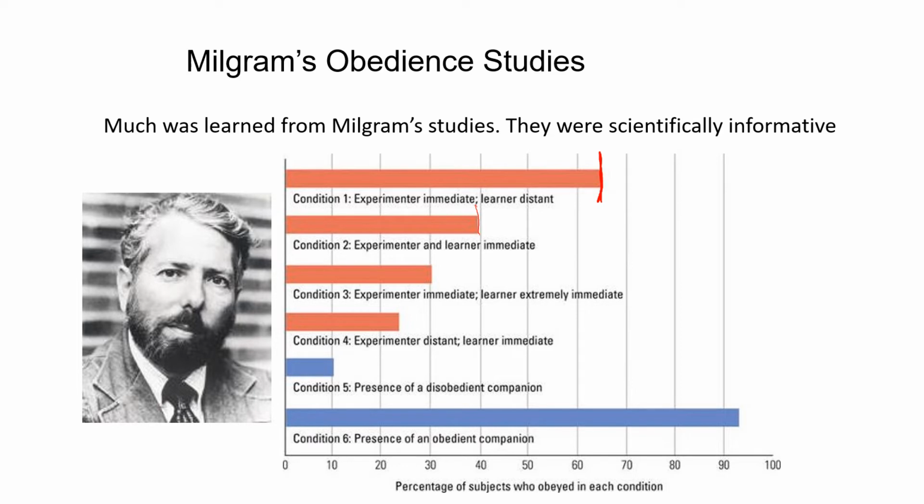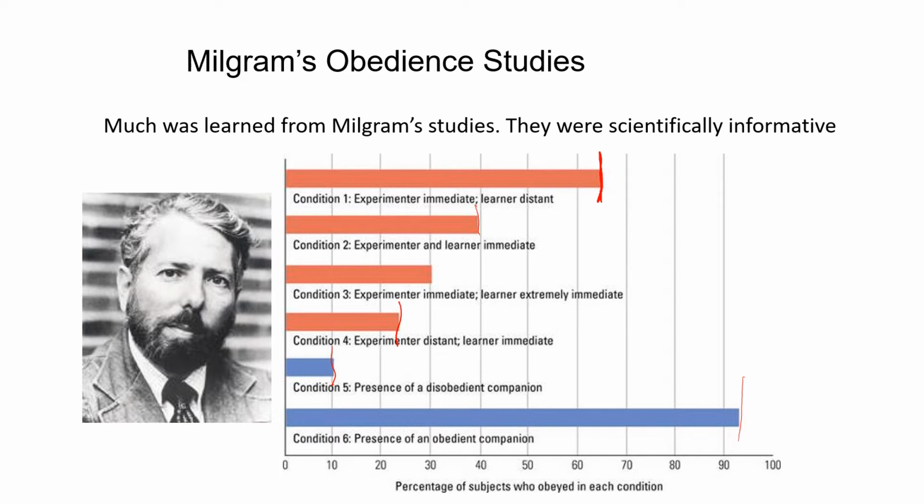And you see here, if the experimenter was distant, not right there telling them what to do, then fewer basically followed. And if somebody else was disobedient, if somebody else said, no, I won't shock them, only 10% were still willing to go all the way with shocking. But here's the other interesting side, and you get more of this in social psych: almost 95% of people, when in the presence of someone else that was willing to do the shocks, were willing to do it themselves. So not only do we obey authority, but we conform to what other people are doing.